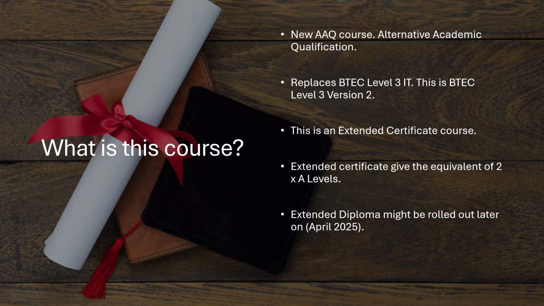They have updated a few things, and at the moment of recording this, September 2025, there is only the extended certificate, which gives you roughly 2 A levels. I think the extended diploma is going to be rolled out, I would say, September 2026 or September 2027. I'm not sure, but I made this prediction in April 2025. So let's see if it comes true.